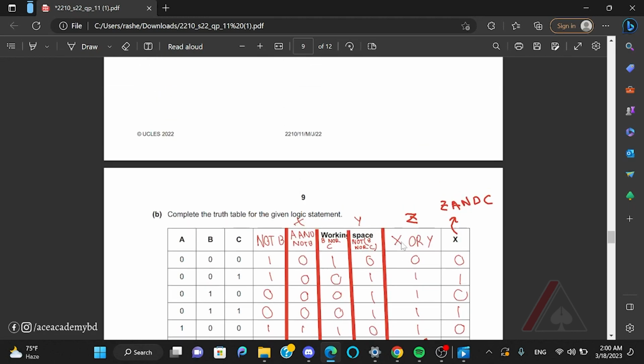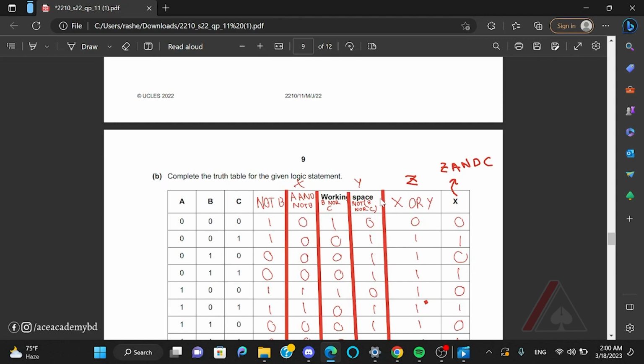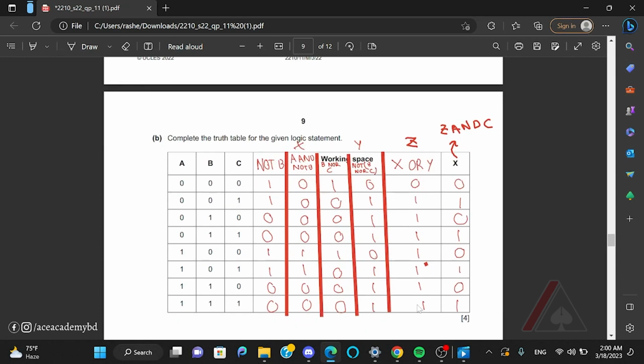Then the final output X is given by Z and C, right? So Z and C. And now, as I've previously stated, the output is 1 if and only if both the inputs are 1, right? So it's 0, 0, it's 0, 1, 1 is 1, 0, 1 is 0, 1, 1 is 1, 0, 1 is 0, 1, 1 is 1, 0, 1 is 0 again, and 1, 1 is 1. And hence we have a final answer of 0, 1, 0, 1, 0, 1, 0, 1.